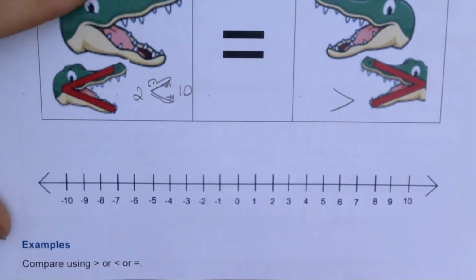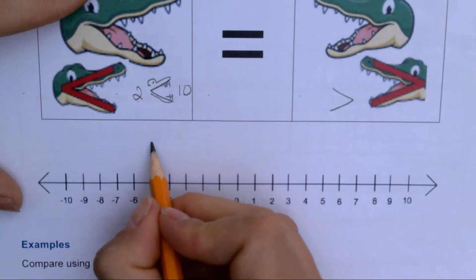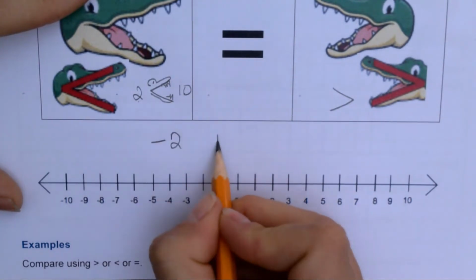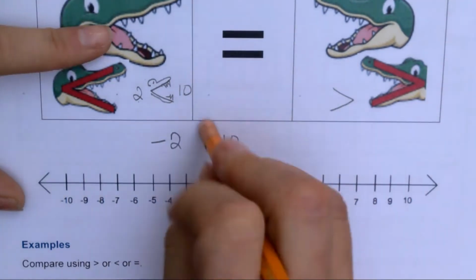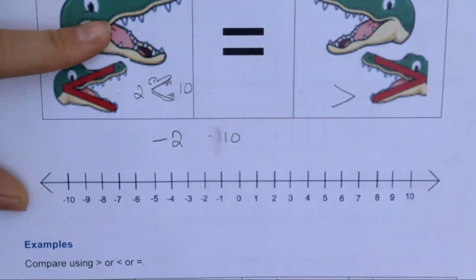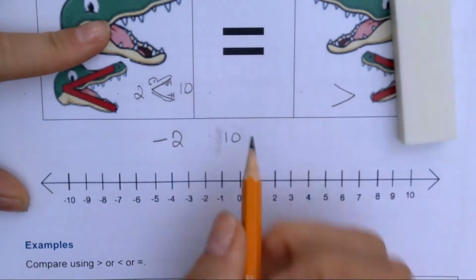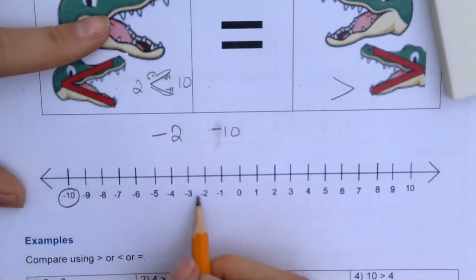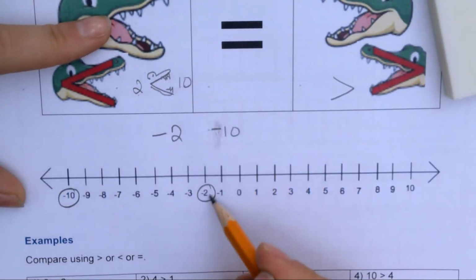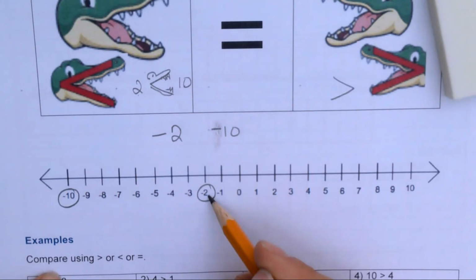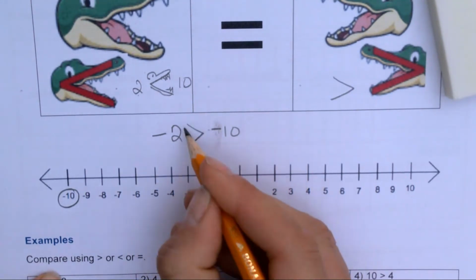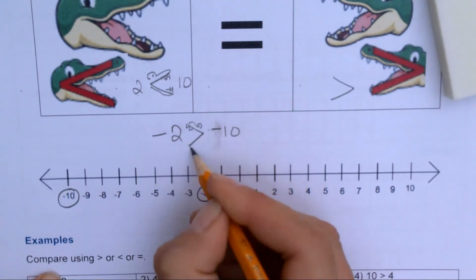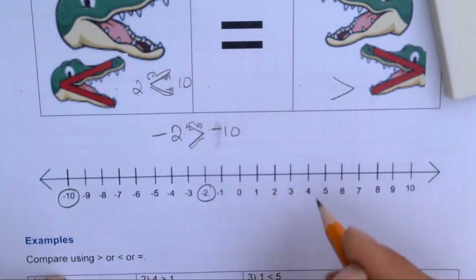That becomes a problem when you have negative numbers. So say it's -2 and -10. Whoops. Well, which one is bigger? Well, sometimes your brain goes 10's bigger. Well, let's check. -10, -2. You can see that -2 is actually bigger. And so the mouth of the crocodile goes towards the -2. So make sure you check here.